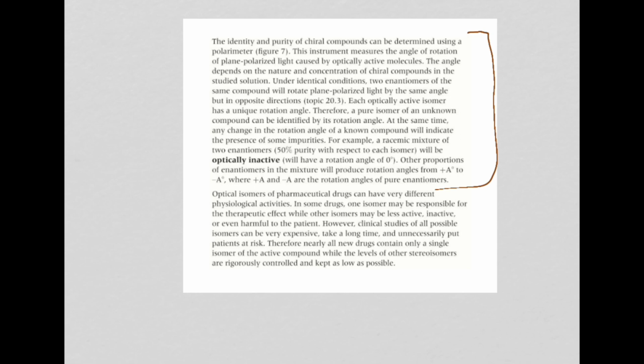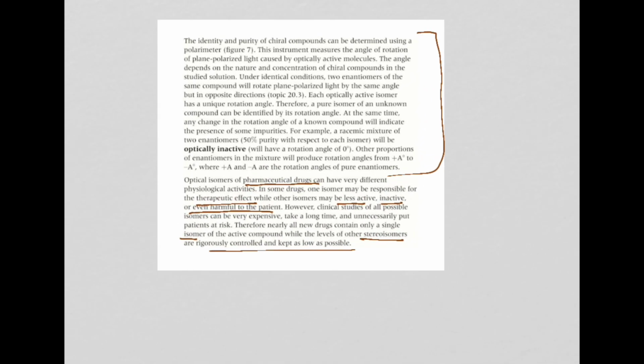And generally, when we are synthesizing a pharmaceutical drug, we try to be stereospecific, because one of the isomers can be less active, can be inactive, or can even be harmful. And we try not to go in that direction to put patients at risk. And when we're making new drugs, we try to make only one of the isomers. The other stereoisomers are rigorously controlled and kept as low as possible. So with this, we finish D.7.